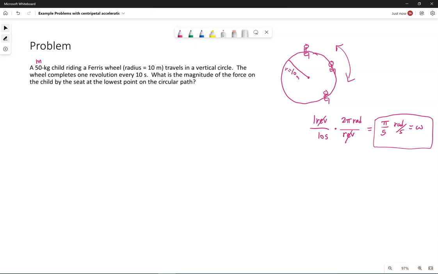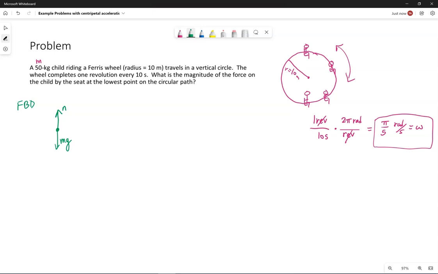This particular problem is asking us for the magnitude of the force on the child by the seat at the lowest point. So down here, when the child's at the bottom, we want to know how hard this seat is pushing up on the child. So again, free body diagram. We know there's a normal force upwards from the child sitting on the seat. We know there is a force of gravity downwards.